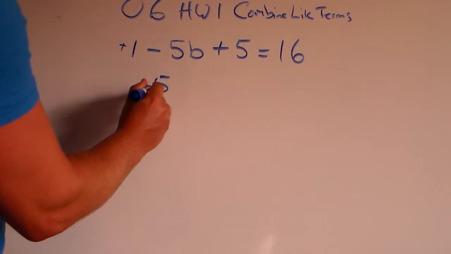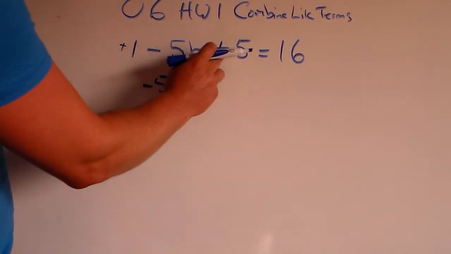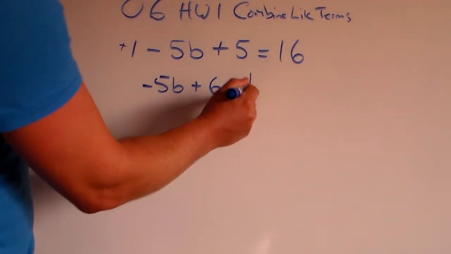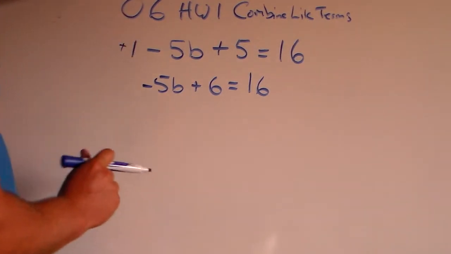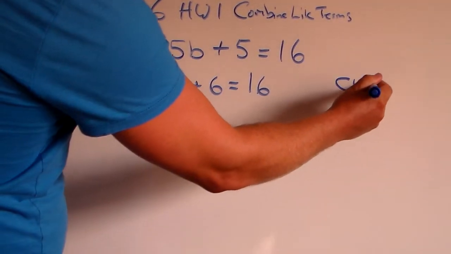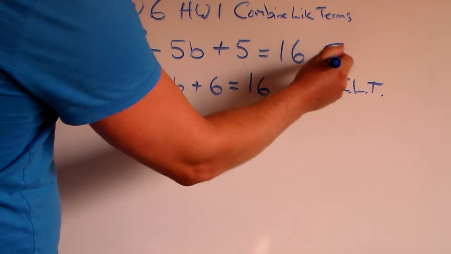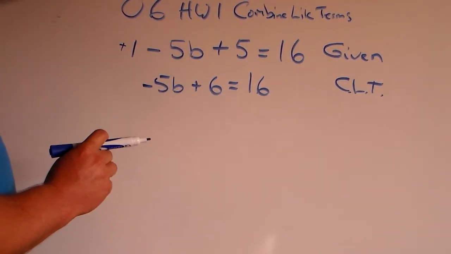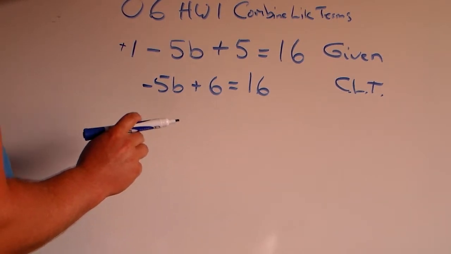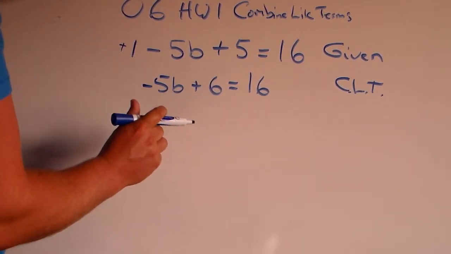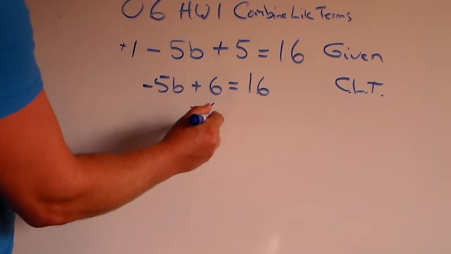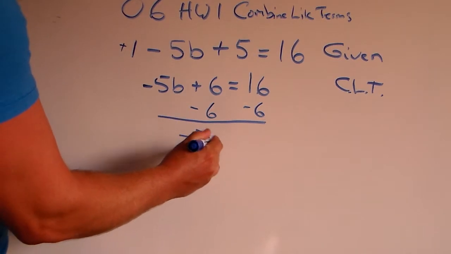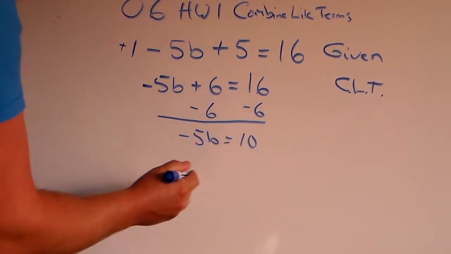So you have minus 5b. The 1 plus the 5 gets us a positive 6. And we carry down our equal sign and carry down the 16. That's combined like terms, CLT. This is our given. Now, it's just inverse operations, doing those two-step equations. So, our inverse operation of positive 6 is subtract 6. So you have minus 5b equals 10.